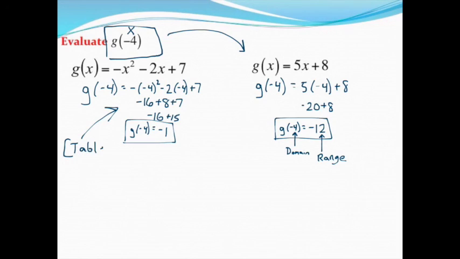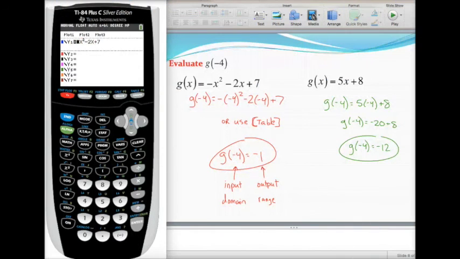So if you've got your graphing calculators, get those ready. I'm going to switch over to my graphing calculator and show you a really easy way to get this value using your table. All right, I promised you an easy way to do this problem using your calculator, so here we go. I want to evaluate this function. I want to find g of negative 4.